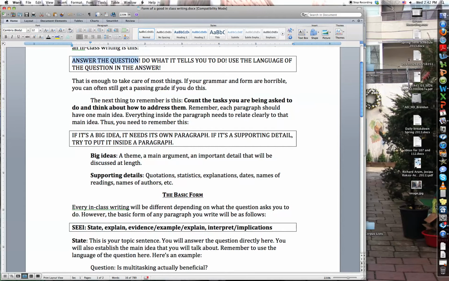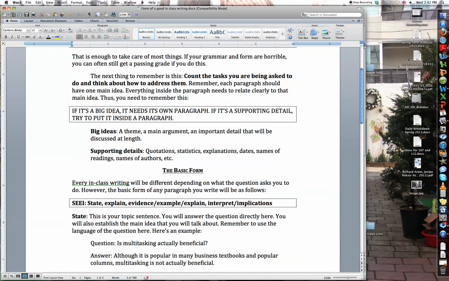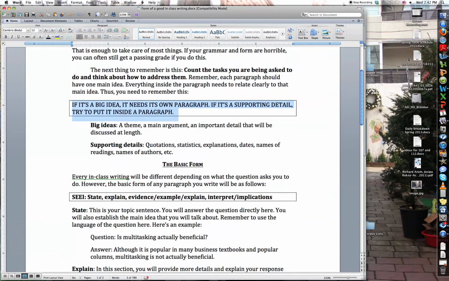If the question asks you to do 3 things, you have to think about, well, okay, how am I going to address them? Are these big ideas or small ideas? Think of it like this. If you have a big idea in a question, it's going to need its own paragraph. If it's not a very big idea, if it's just sort of a detail, then you can try to put it inside a paragraph as one piece of a paragraph.